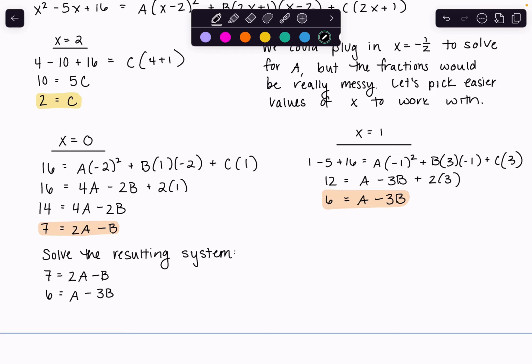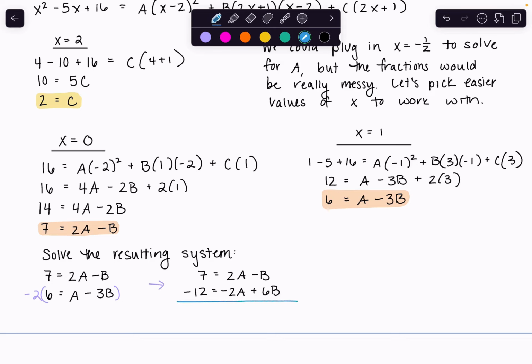And you can solve this doing whatever method you want. I like elimination, so I can multiply this by -2 to make my a's cancel. So that gives me the first equation completely untouched. When I multiply by -2, that's -12 equals -2a plus 6b.